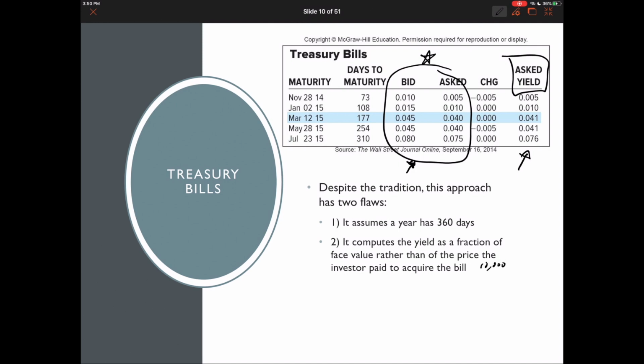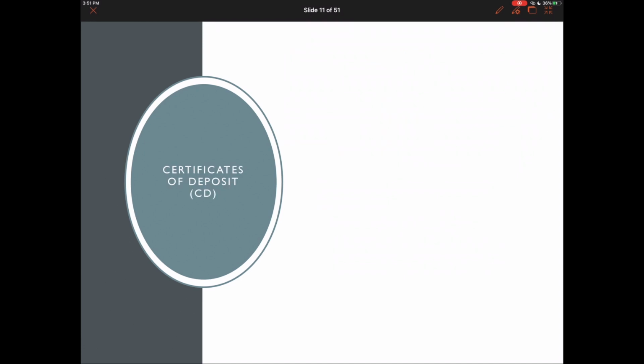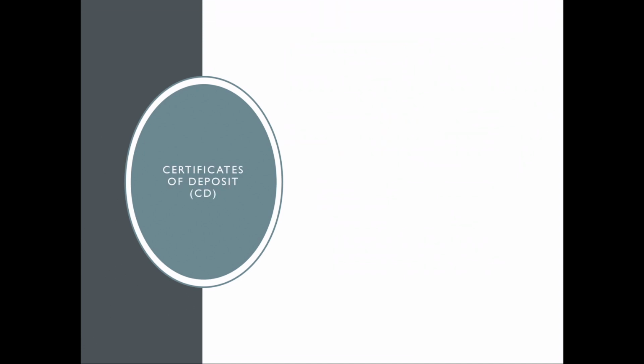So it's much easier to compute yields using a face value of $10,000. And it's also much easier to annualize a yield using a multiple of 360, as 360 is an even multiple of many numbers. So this is why the asked yield, when we calculate it using the price that we actually pay and the 365-day period, is different than the asked yield in this bank discount yield quotation.